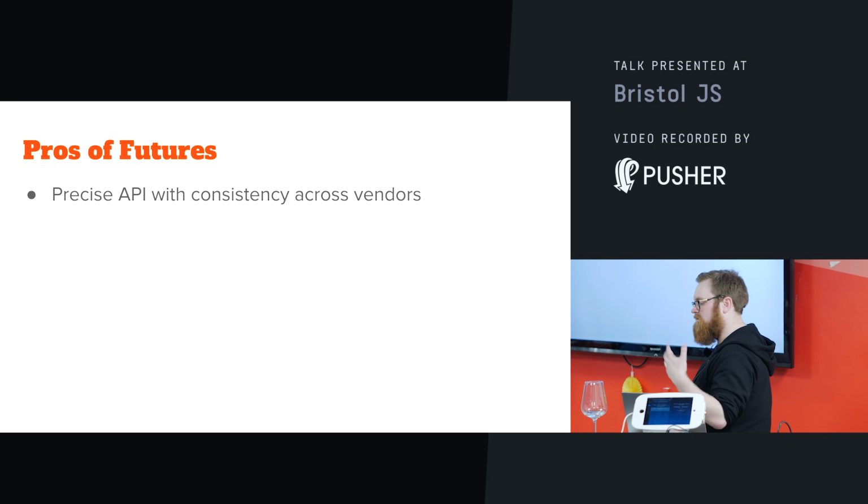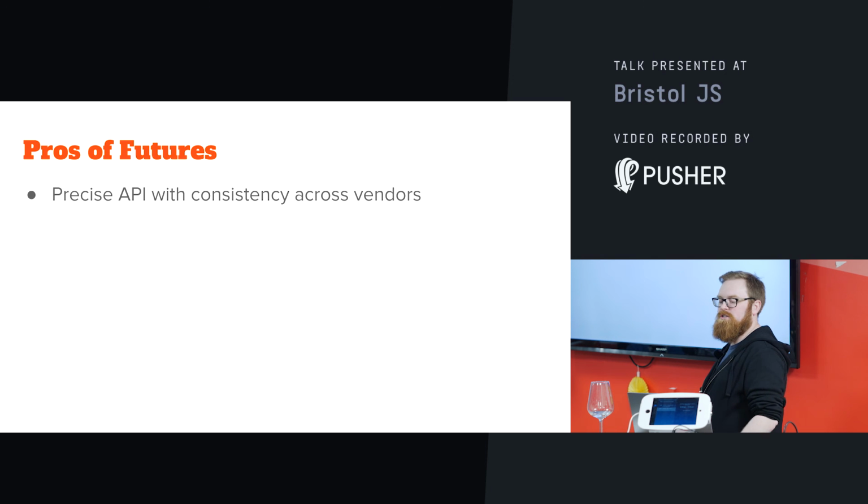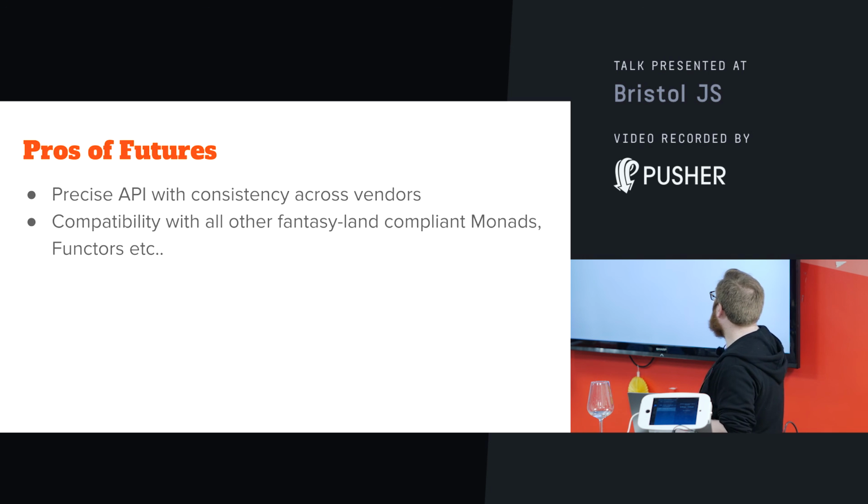So whether I'm using Folktale's Future or Fluture or Data.Future, I'm getting a level of consistency because they all implement map, they all implement chain, they all implement of, they all implement fork, right? We've got that consistency. Next up, it's got great compatibility with all other Fantasy Land compliant monads, functors, etc. So we've got that compatibility angle.